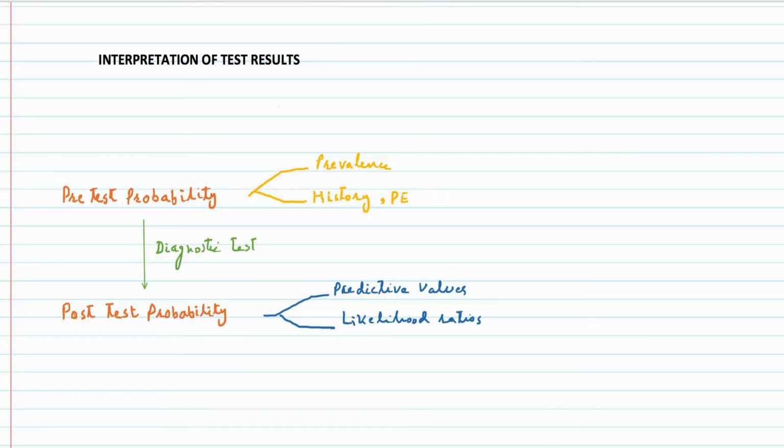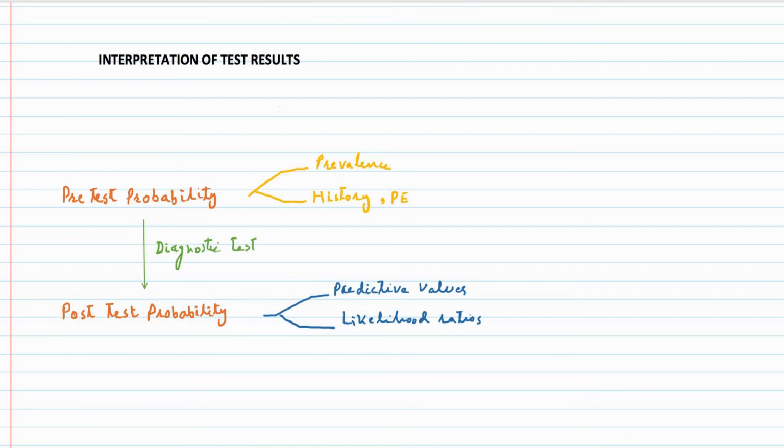For interpretation of a test result, we need to know the concepts of pre-test and post-test probability. Pretest probability is the probability of presence of a disease before we have performed a diagnostic test. It is equal to the prevalence of disease before history and physical examination. After history and physical examination, pretest probability changes based on findings.